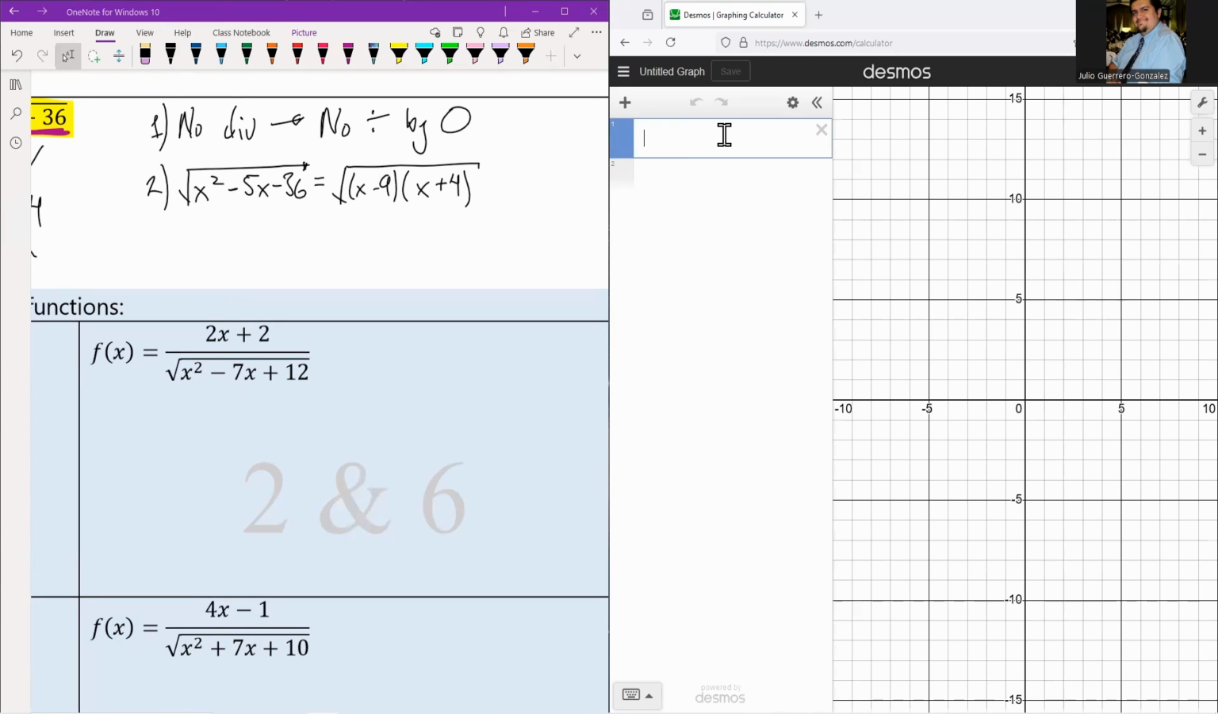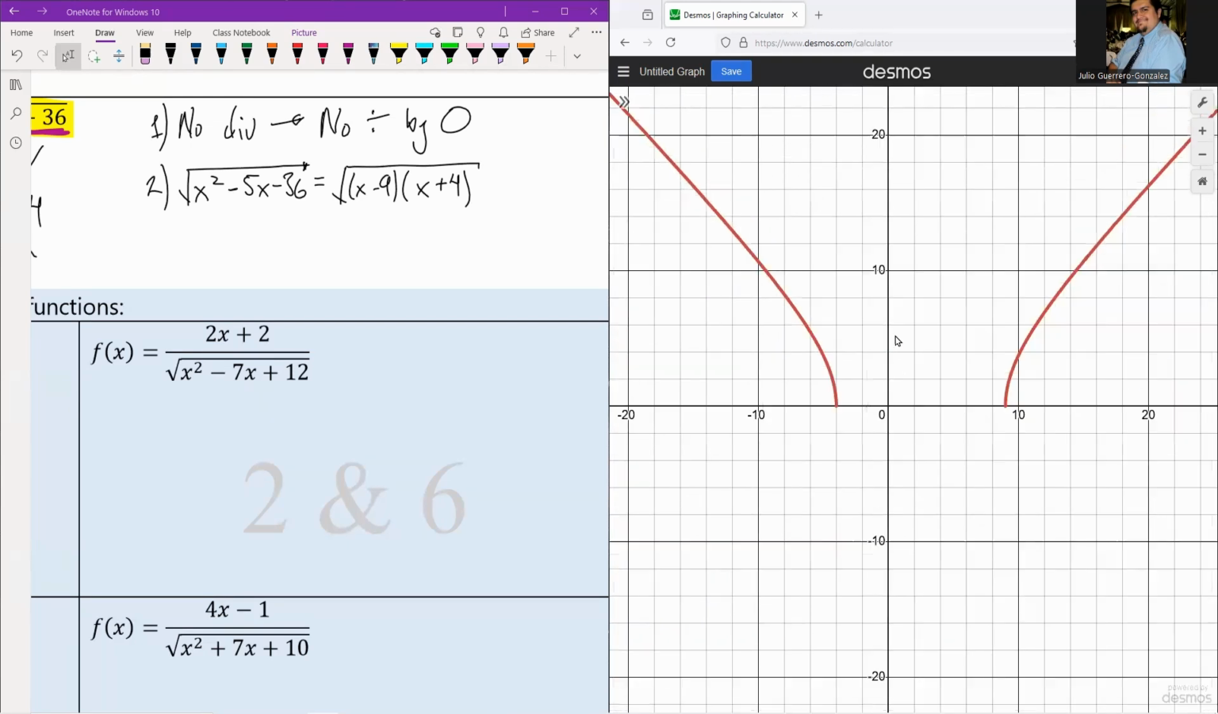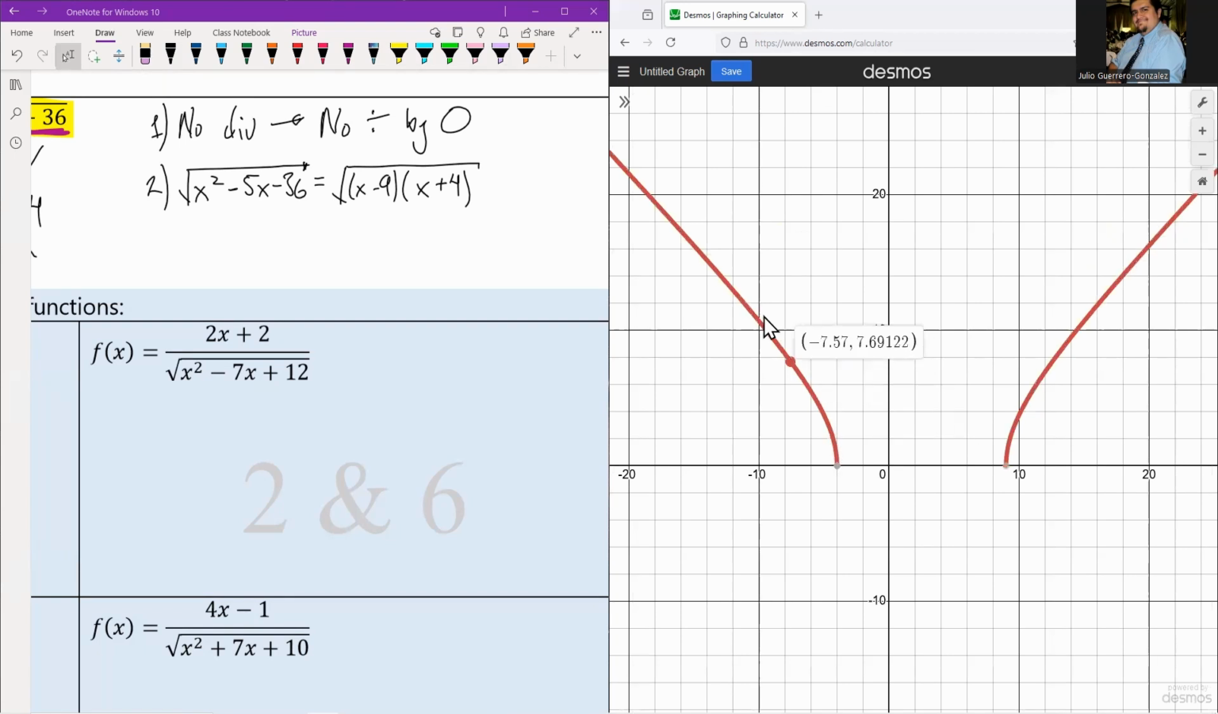So what I'm going to do is stick in x squared minus 5x minus 36. Hopefully you guys see what's happening. This is the red portion right here. That is our function. And what I want you guys to also notice is, boom, boom, there is nothing between -4 and +9.